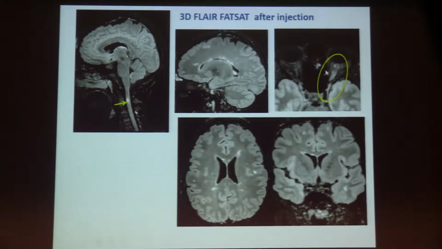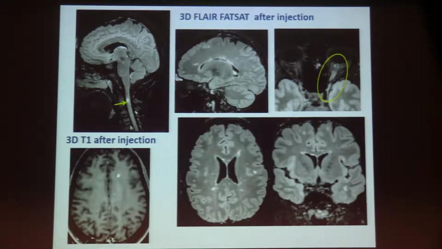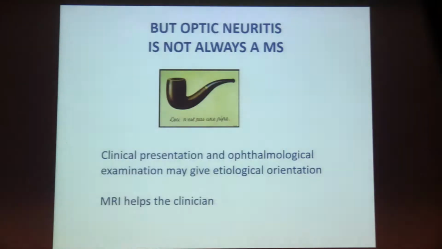As there is an inflammation, the CSF around the optic nerve is modified. There is a bright signal of the CSF, and it shows you that there is something wrong on the left side, and you focus your attention on this side. And of course, 3D T1 after injection gives you the notion of activity or not activity, which orientates the treatment.